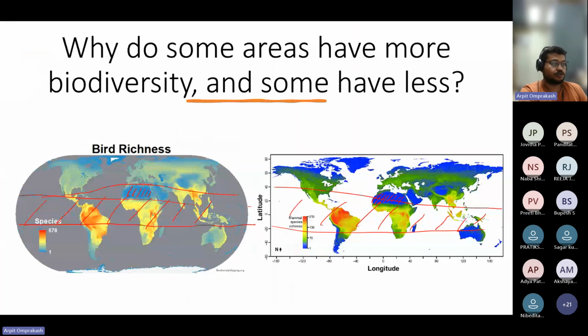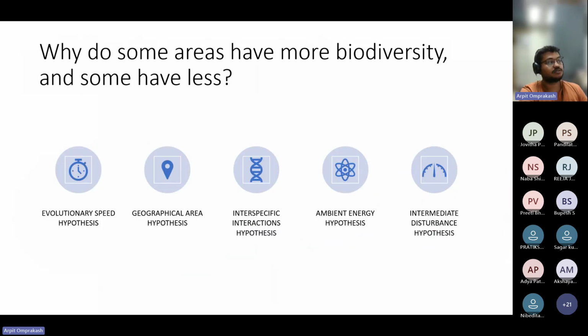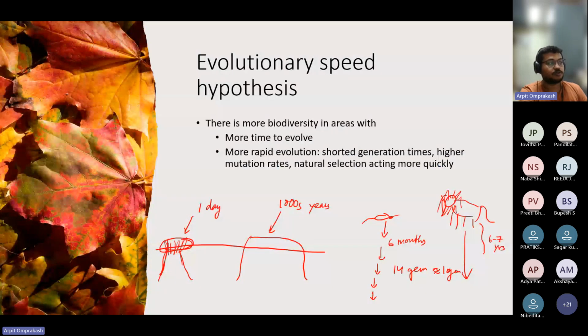We talked about the reasons why some areas have more diverse biodiversity and some areas have less. We talked about different hypotheses that people have put forward, like the evolutionary speed hypothesis, which says that biodiversity is more in areas which have more time to evolve and which have more rapid evolution. That is shorter generation times, higher mutation rates, or natural selection acting more quickly.